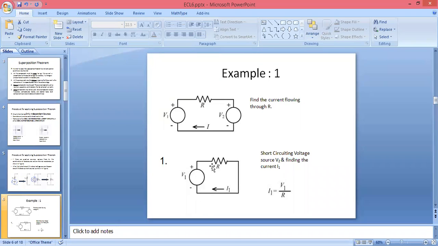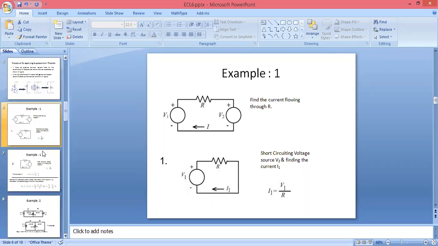Here there is only one voltage source and one resistor, so according to Ohm's law we can calculate I equal to V by R. As this is V1 and this is the one resistor, we can take I1 equal to V1 by R. Here you will be given the values, like 2 volts, 5 volts, and the resistor value in kilo ohms. You put those values here and you will get the value of current I1. Our next step will be to short V1.